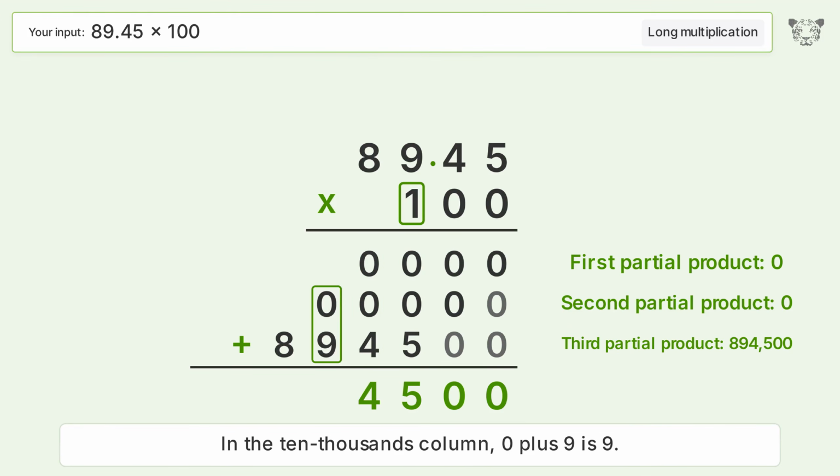In the ten thousands column, 0 plus 9 is 9. In the hundred thousands column, bring down 8. The whole number product is 894,500.